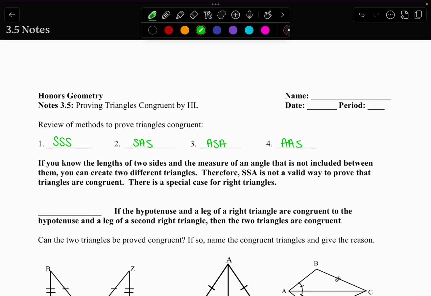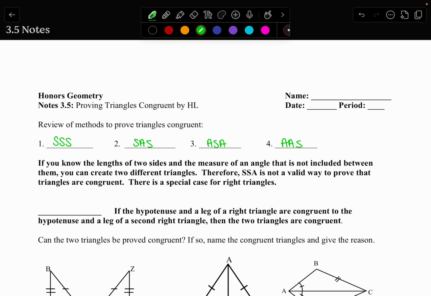If you know the lengths of 2 sides and the measure of an angle that is not included between them, you can create 2 different triangles. Therefore, side-side angle is not a valid way to prove that triangles are congruent. However, there is a special case for right triangles, and we talked about that very briefly when we did our first day of proofs for side, side, side, and side, angle, side.